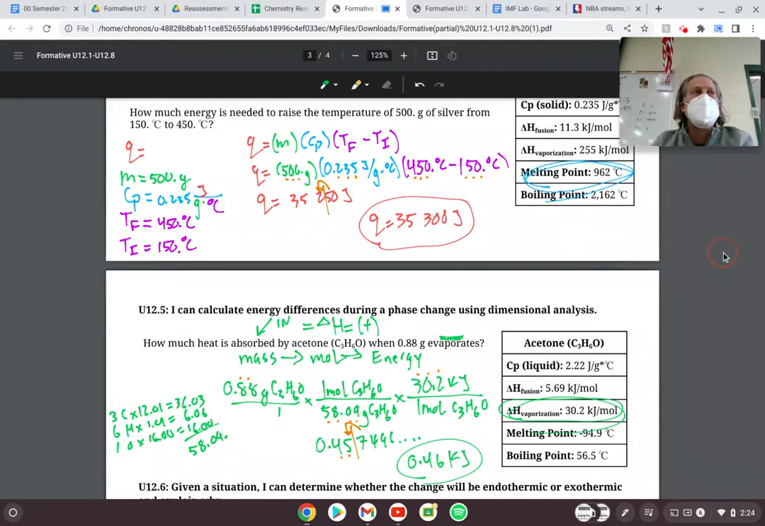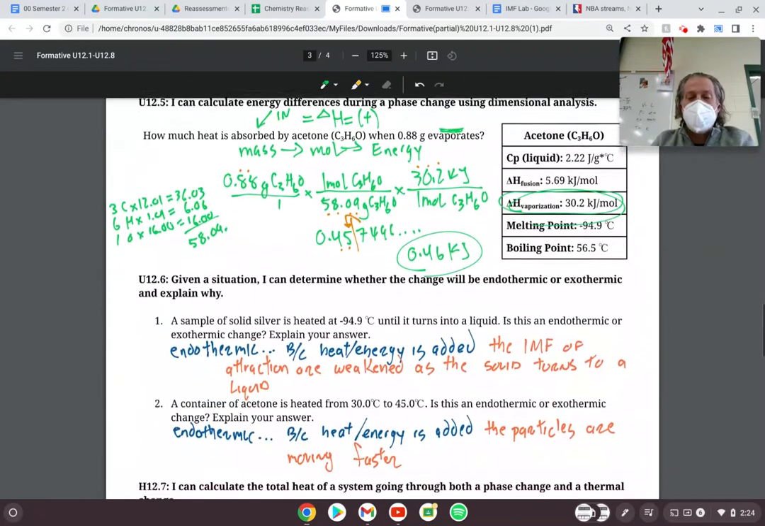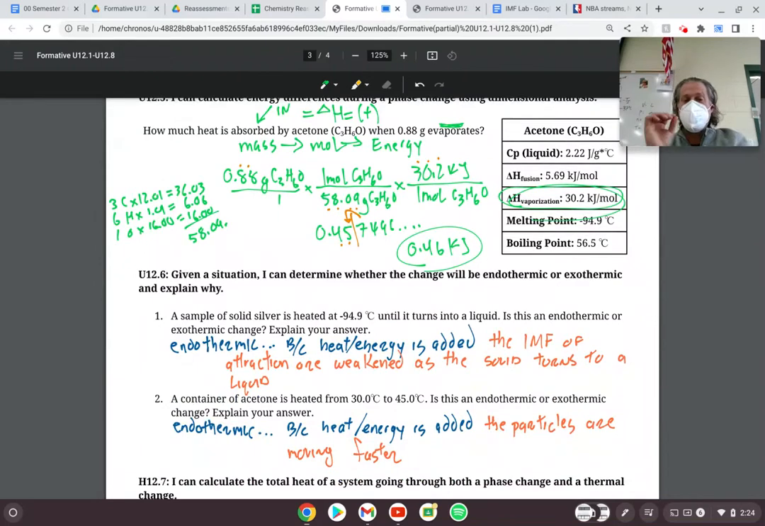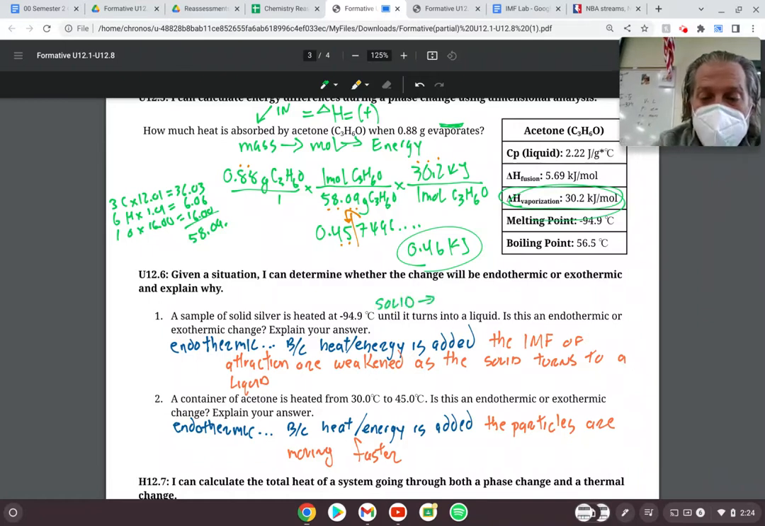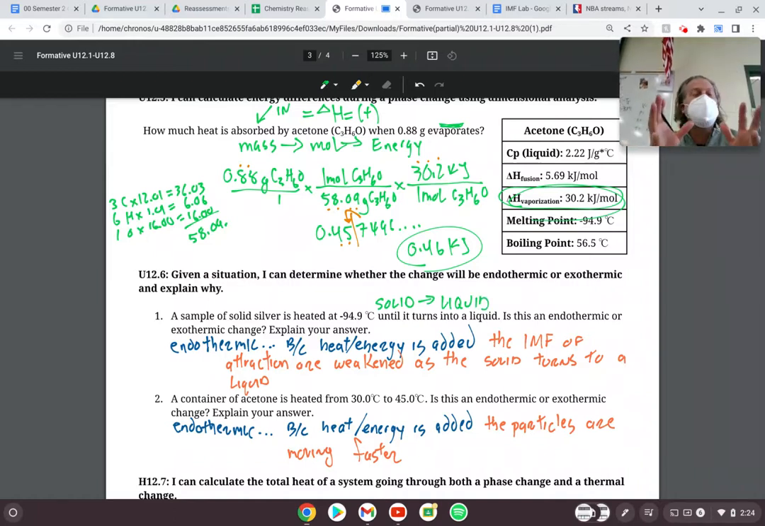All right. My next section is, given a situation, identify if something is endothermic or exothermic, and explain. A sample of solid silver is heated at negative 94 until it turns into a liquid. So it's going from a solid to a liquid. That means that we're adding energy. When you add energy, that means that it is endothermic. So an endothermic reaction.